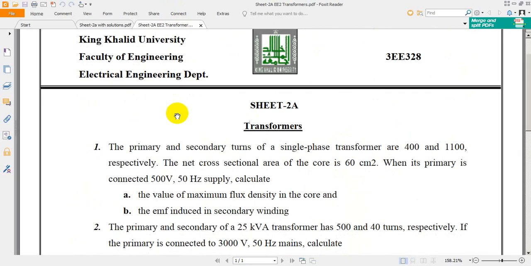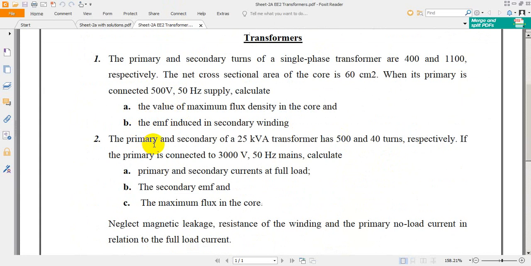Coming to the second problem, we have a transformer of 25 kilovolt amperes. The primary turns are 500, secondary turns are 40. It means N1 is equal to 500 and N2 is equal to 40 respectively. If the primary is connected to 3000 volts and F is equal to 50, it means V1 is 3000 and frequency is 50 Hz. We need to calculate the primary and secondary currents at full load, and also the secondary EMF and maximum flux in the core.